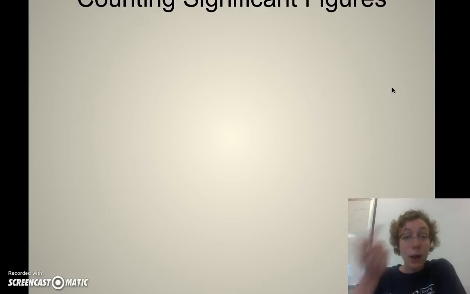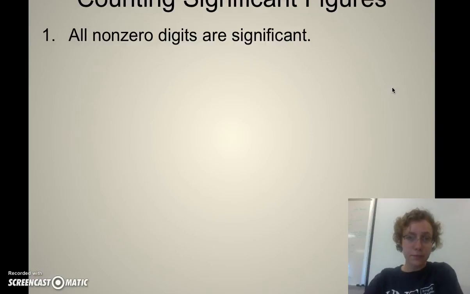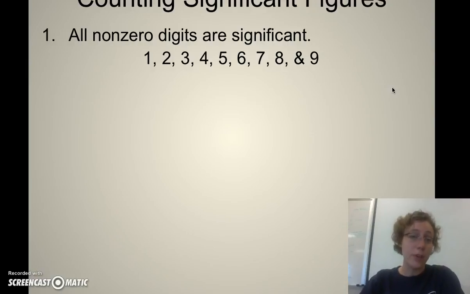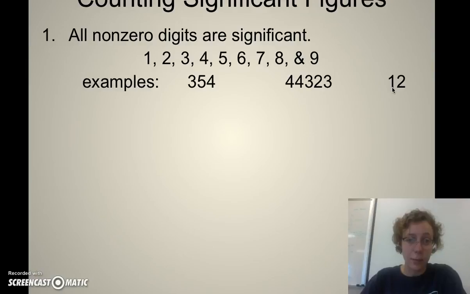Okay, counting significant figures is going to come first. So there are a couple rules we need to follow when we count significant figures. First rule is that any non-zero digit is going to be significant. So for example, anything 1 through 9 is a non-zero digit. Those are all significant. So if we look at this number, 354, we've got 3 digits. None of them are zeros, so this number has 3 significant digits.